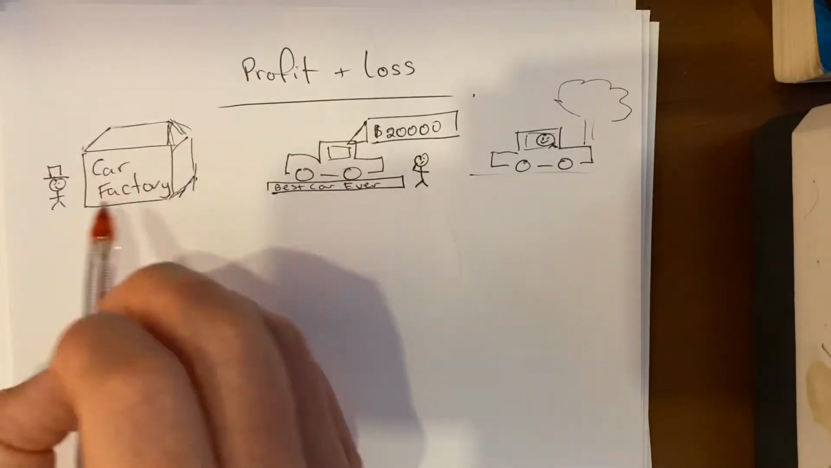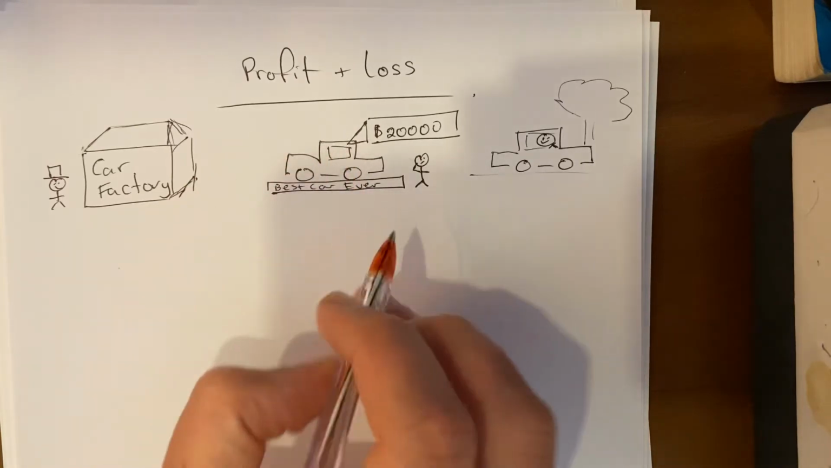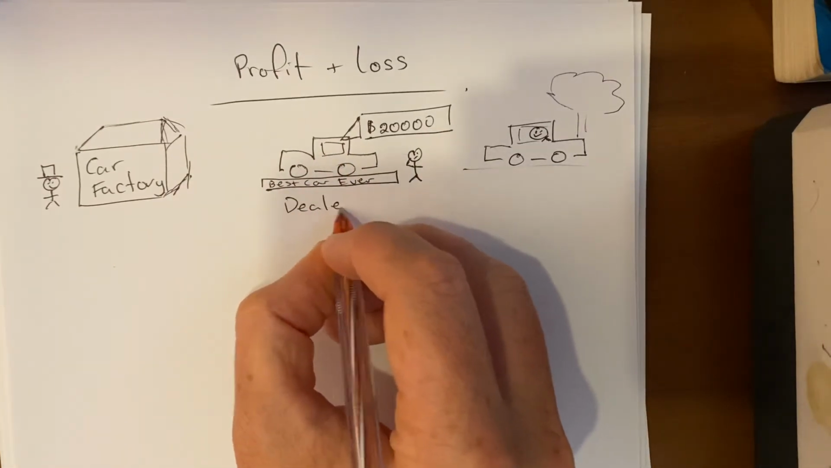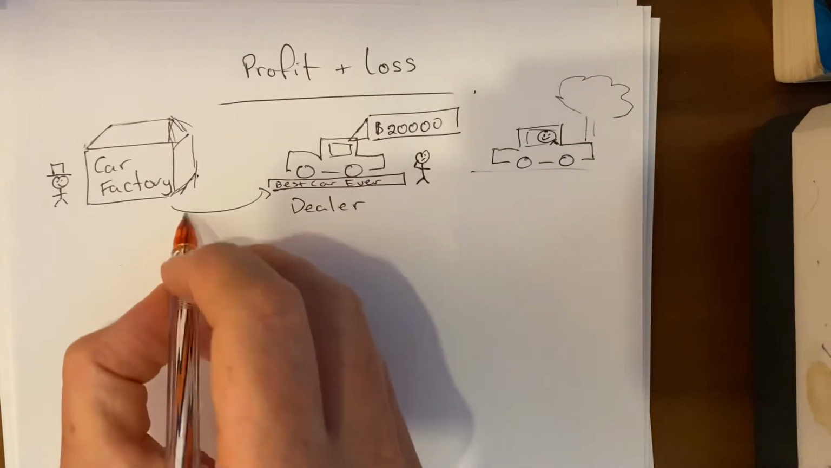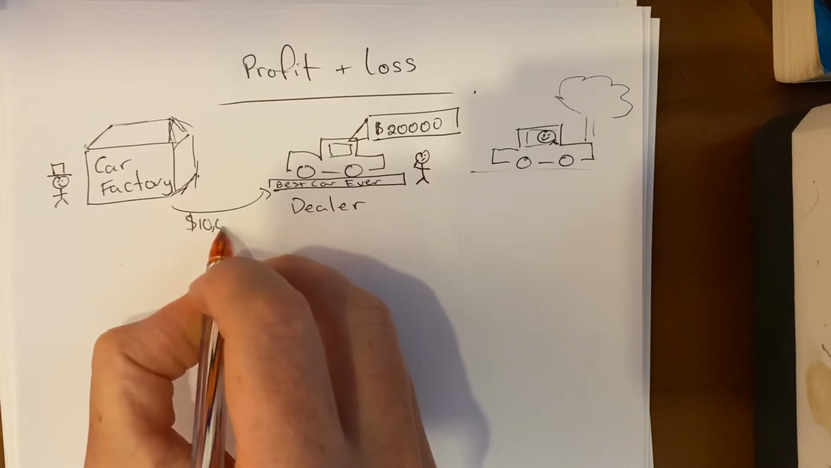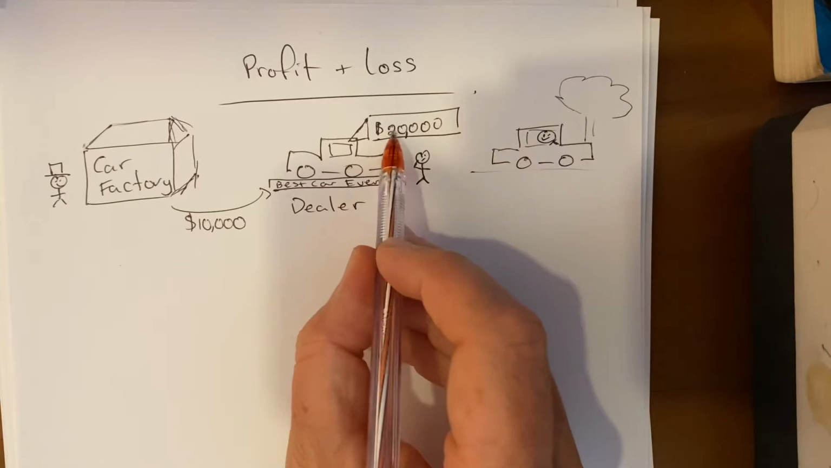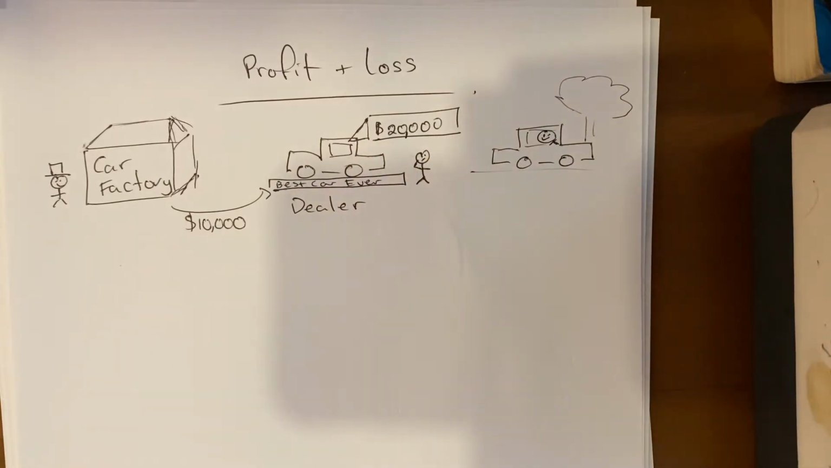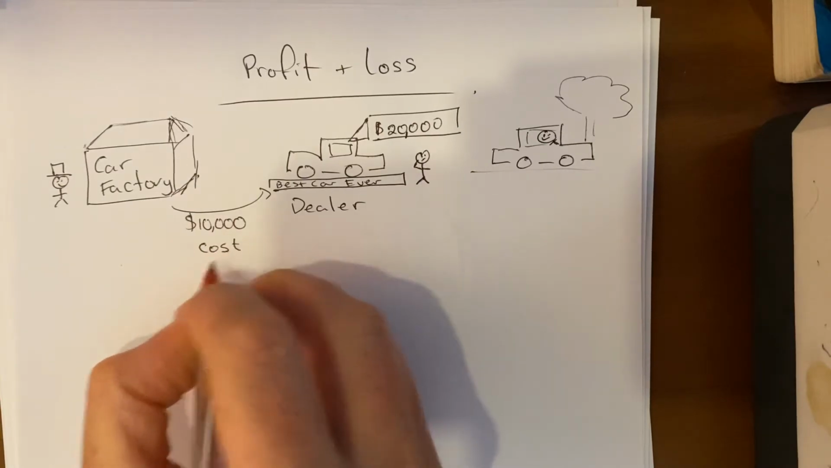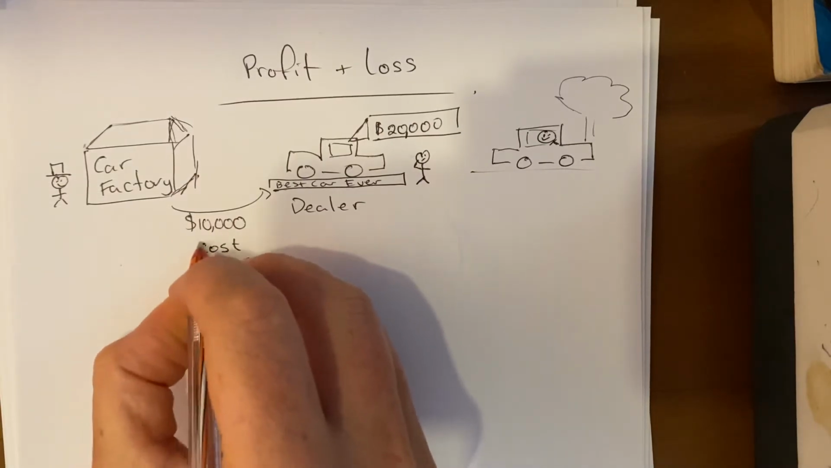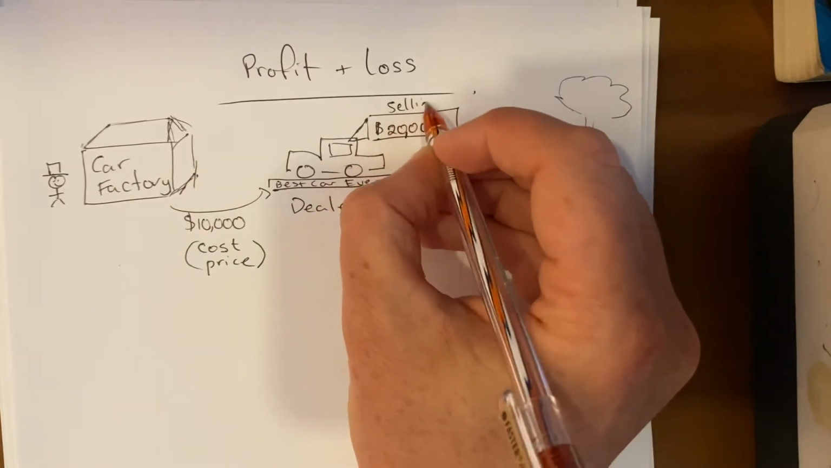He needs to think about profit and loss, and he will sell this car to maybe a car dealership. And he'll sell that car for perhaps $10,000. Now the dealership will put that car on sale for $20,000. So for the dealer, this is the cost price. And the $20,000 would be the selling price.